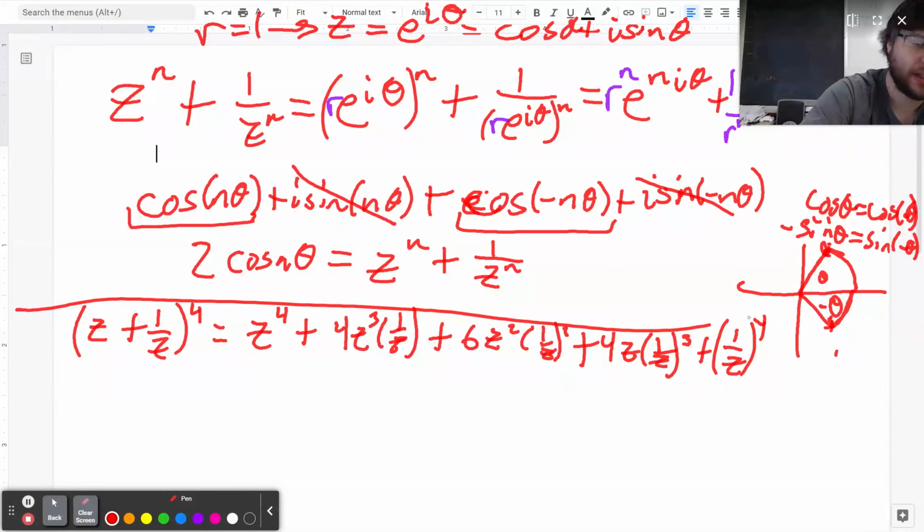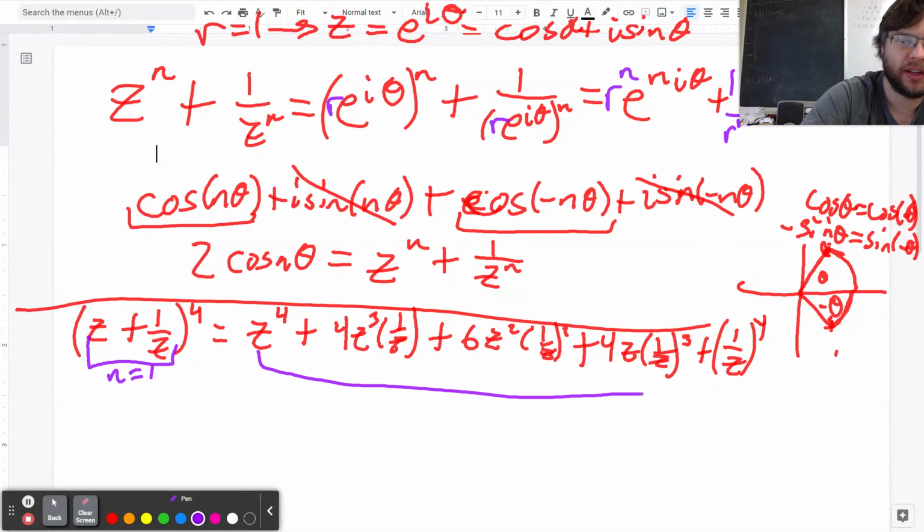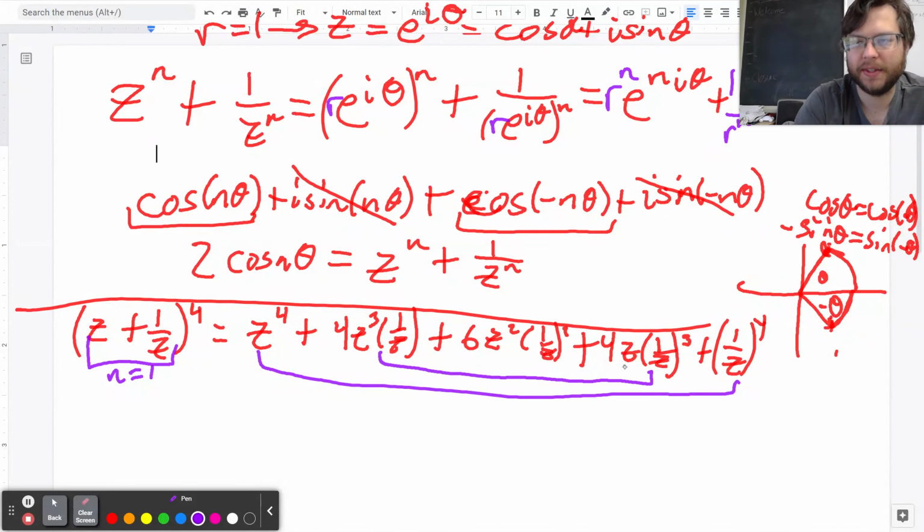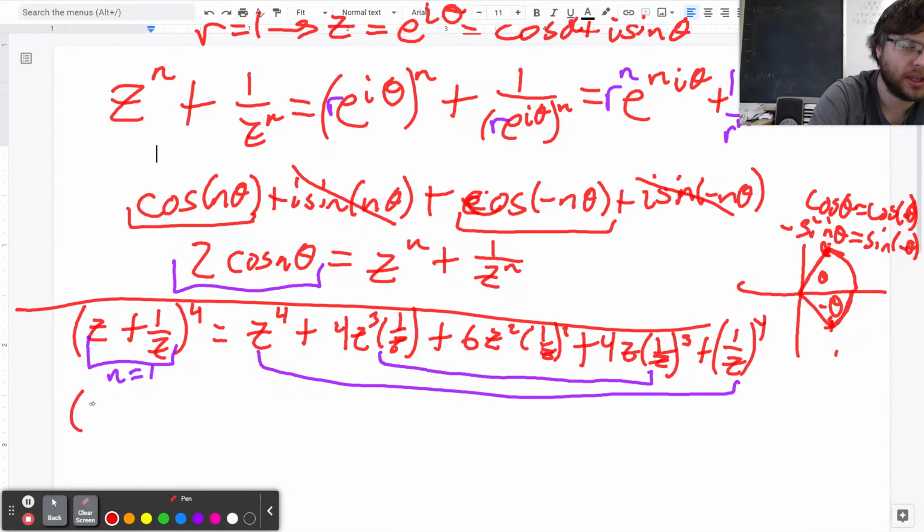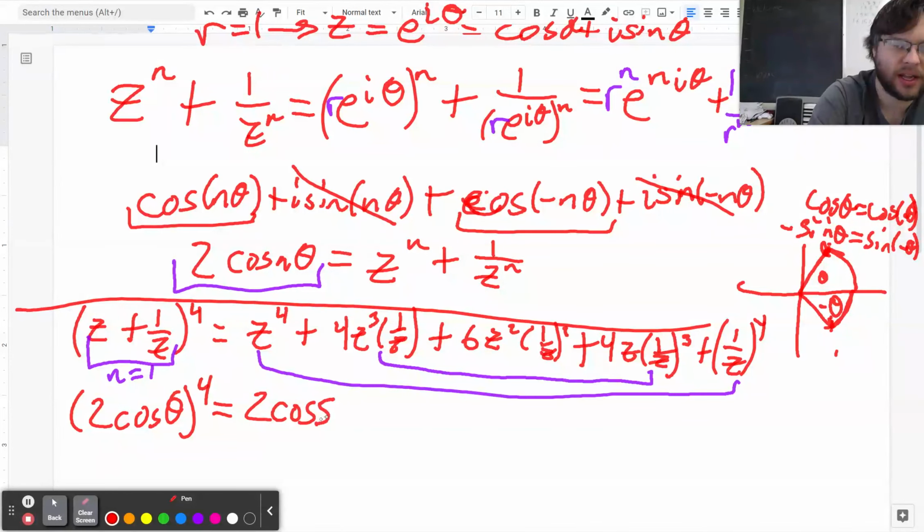But I'm going to use my identity, and I notice that this left side has an n value equal to 1. And I notice on the right side, I've got an n value of 4. And here I've got an n value of 2 because they cancel each other out in a nice way. So I'm going to use this 3 different times. So the left side of the equation becomes 2 cosine of theta to the fourth power. The right side becomes 2 cosine of 4 theta because that was from my n equals 4.